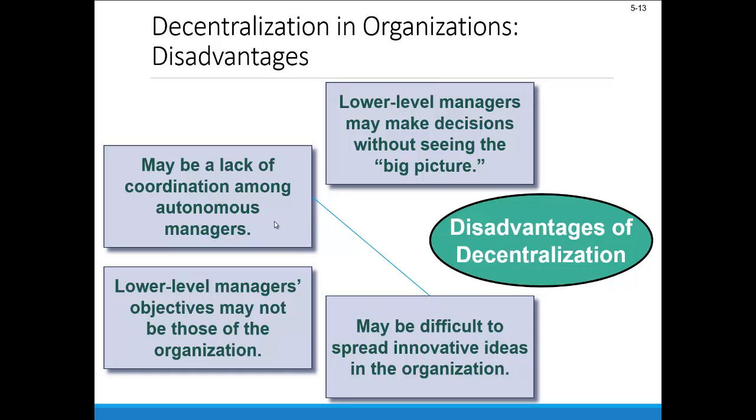The other two fit together as well. First, there may be a lack of coordination among autonomous managers. If everyone's off doing their own separate thing, and we need some cooperation between divisions and segments and product lines, we may be missing out on that if we have decentralized that decision-making authority. And then relatedly, it may be difficult to spread innovative ideas in the organization. Again, if we've got everyone making their own decisions in a vacuum, or in isolation, we may not be sharing knowledge as best as we can. So another potential drawback for us there.